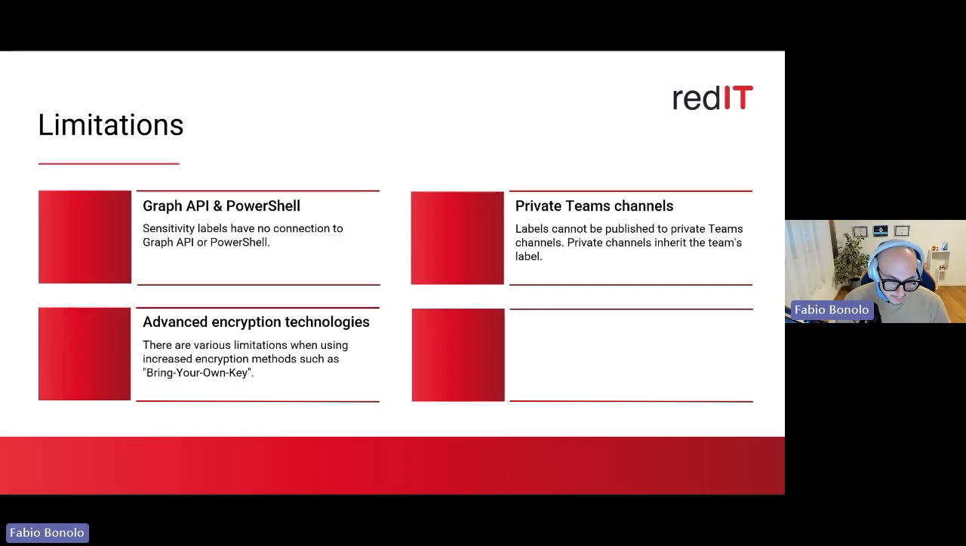Then some of you maybe use advanced encryption technologies, for example, bring your own key for your tenant, or you have enabled double key encryption for sensitivity labels. And there, when you have these kinds of encryption technologies applied in your tenant and onto your data, there are various limitations in context of the permission settings, in context of the configuration possibilities that you have with sensitivity labels.